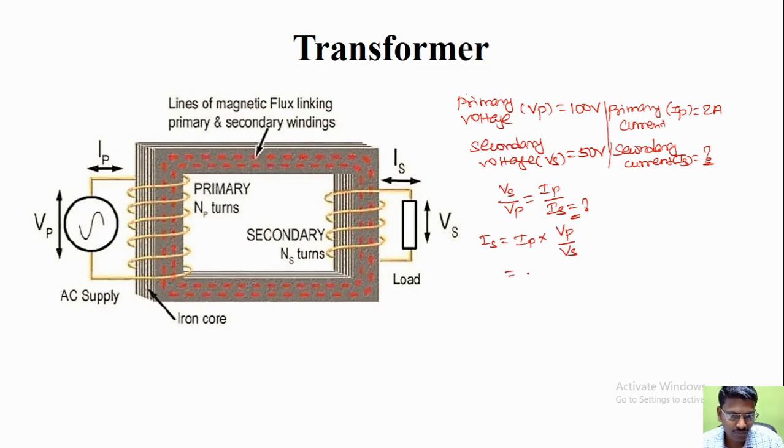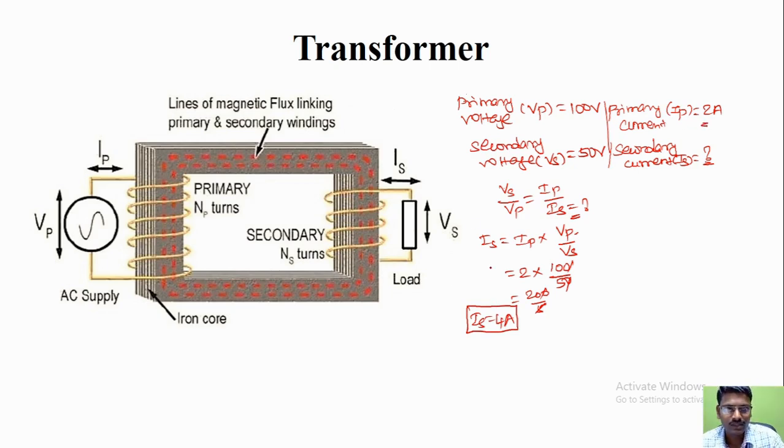So which is equal to primary current 2 amps into primary voltage 100 divided by secondary voltage 50. So I will get 200 divided by 5. So I will get 4. So Is is equal to 4 amps. The secondary current is 4 amps, whereas the primary current is 2 amps.